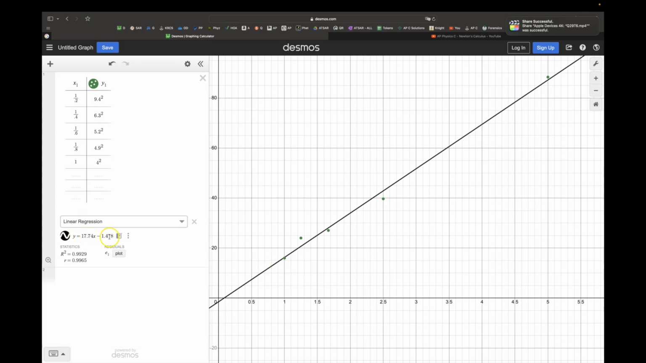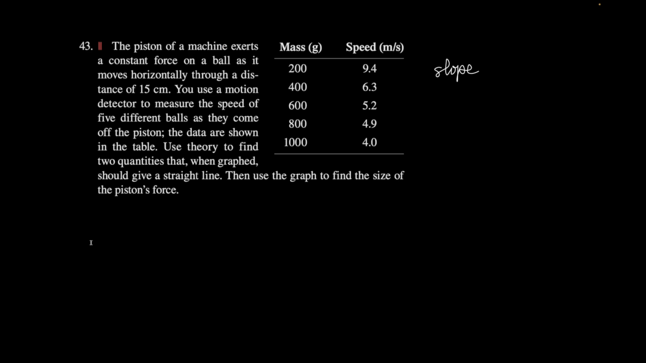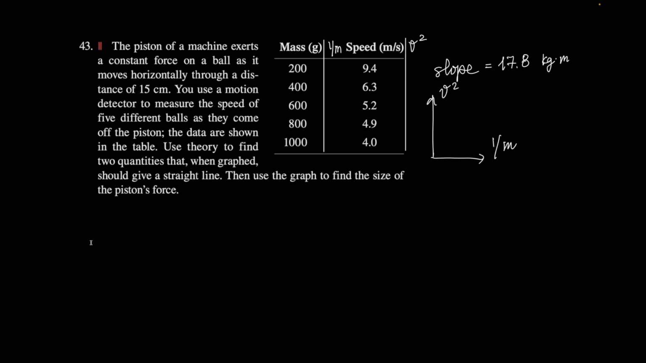In the equation for this line, I see that the slope is 17.74. So slope of the graph, again, reminding you, we got 1 over m and V squared over here, V squared times m, and that would be like kilograms meters per second all squared. So if you think about it, it's like newtons. Force is in newtons. Newton is kilograms times meters per second squared. So if I divide this slope by meters, which is x, I'll get to my newtons.